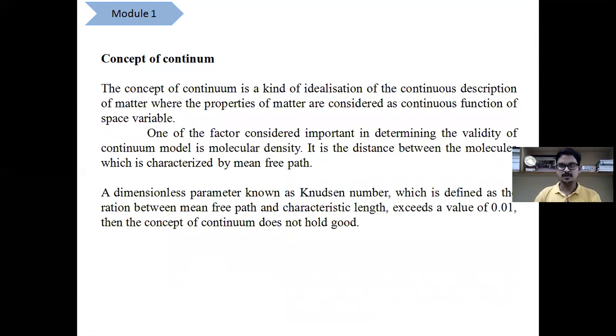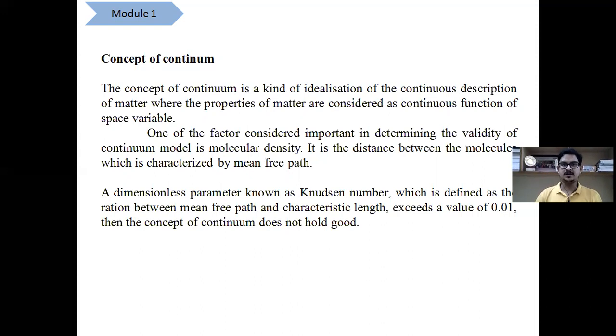So the concept of continuum generally comes under this classical and macroscopic thermodynamics. When we study under this approach, we will follow this concept of continuum. Actually, it is a kind of idealization of continuous description of matter, where the properties of matter are considered as continuous functions of space variables.